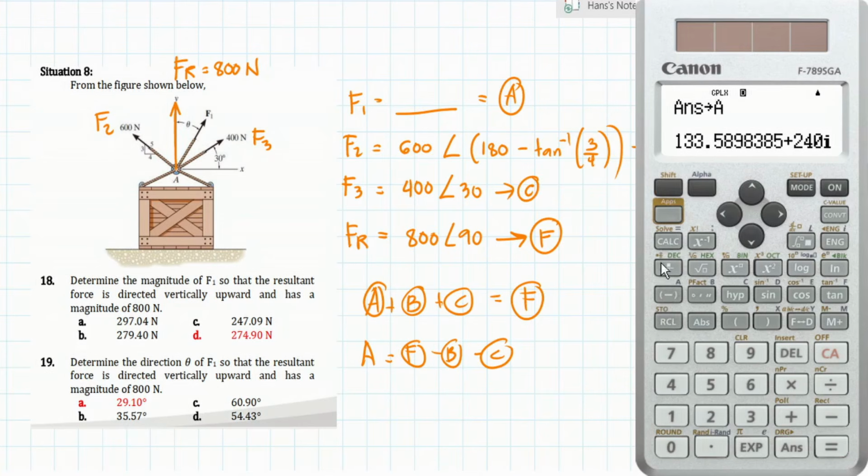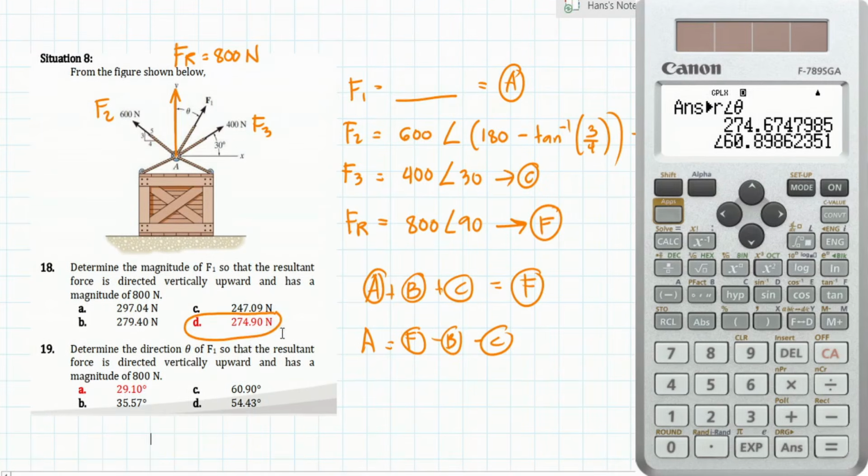We want to get the magnitude and direction, so we convert to polar form. Therefore, the magnitude equals 274.67. From the choices, this is the answer. There is a slight discrepancy, I'm not sure where it came from, but anyway, that is the answer. And next, the angle is 60.90.